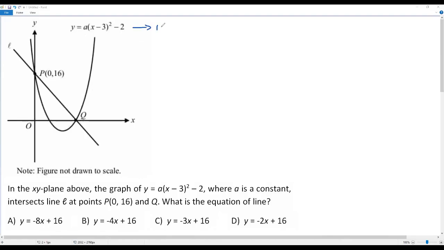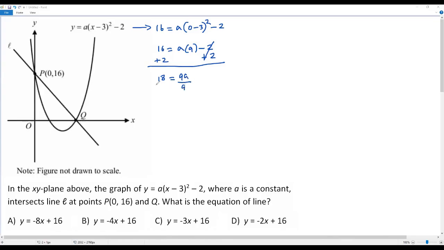When I do so, I am getting 16 equals a times (0 minus 3) the whole squared minus 2. 16 equals a times, 0 minus 3 is negative 3. Negative 3 whole squared is 9. That is a times 9 minus 2. So now we can add 2 to both sides. When I add 2 to both sides, negative 2 plus 2 will cancel. I am getting 16 plus 2, 18 on the left side, and a times 9 can be written as 9a.